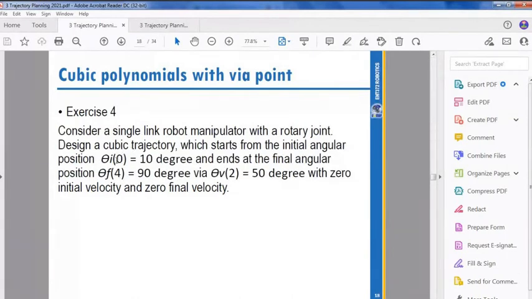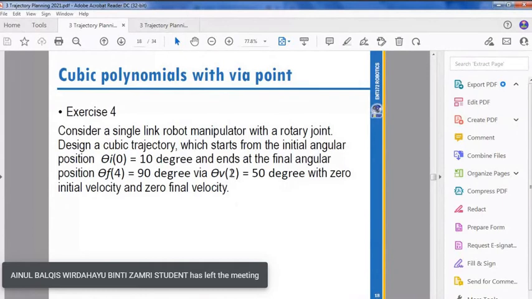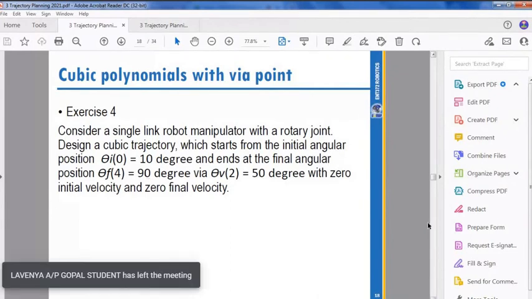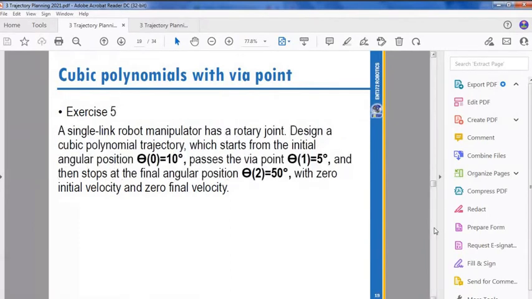This one, start from 0. Via point is at 2 seconds. Final at 4 seconds. So via point is located at 2 seconds. That means 10 degree and then 50 degree and then 90 degree, in 4 seconds. So this is an indirect question.